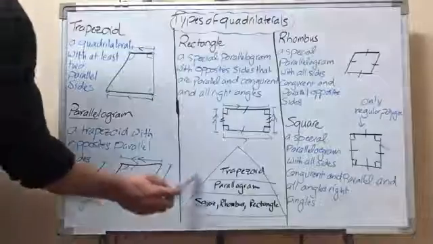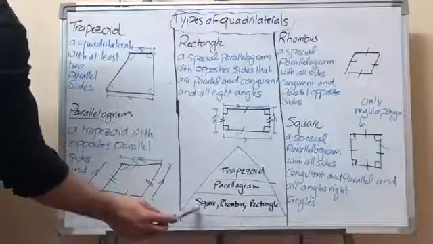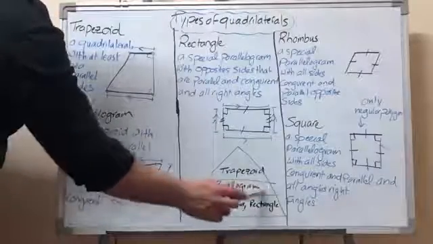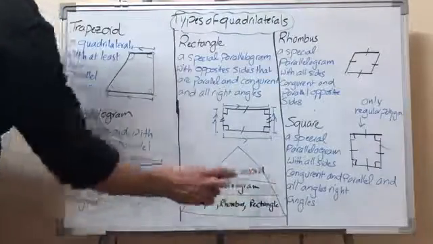So if we look at this triangle here, we have square, rhombus, and rectangle. All of these shapes are parallelograms, and all parallelograms are trapezoids.